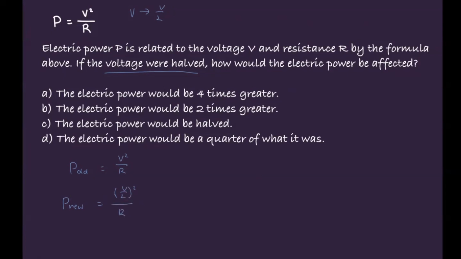So that would be V squared over 4, over R, and that is essentially V squared over 4R. And we know that V squared over R is P old, so that is 1/4 of P old. So is the value 4 times greater? Nope. 2 times greater? No. Half? Nope. A quarter is the answer.